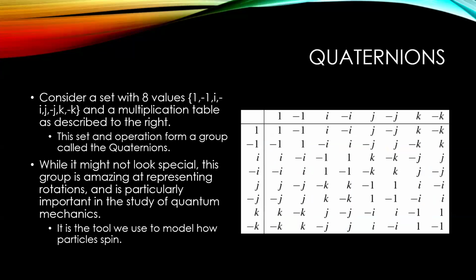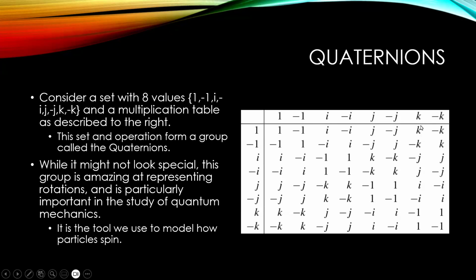Our next set is called the quaternions. And this is another group. And so consider the set with 8 values, 1, -1, I, -I, j, -j, k, and -k. And a multiplication table as described to the right. This set and operation form a group called the quaternions. This is kind of a weird looking thing. You can see that it's got an identity element, which is 1. And then we also have the -1. Well, -1 times -1 gives us 1. That's promising. But if we take I, j, or k, or any of the others, and multiply them by themselves, you end up getting -1. If we wanted to get to 1, we would have to do I times -I.